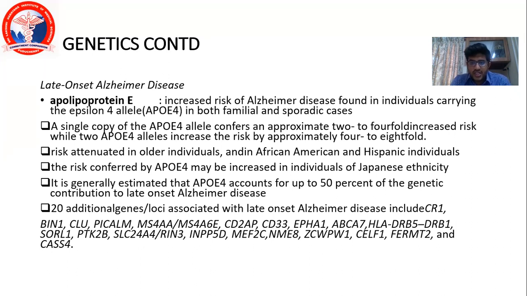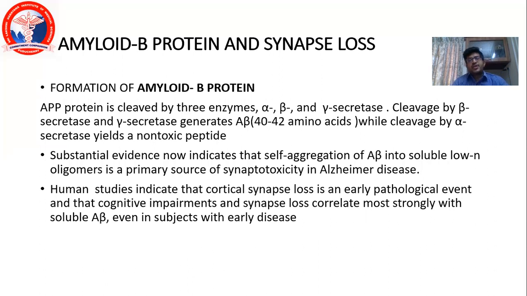But I would just like to read out the other genes that are listed here: CR1, BIN1, CLU, PICALM, BICAM, MS4A6, CD2AP, CD33, EPHA1, ABCA7, HLA-DRB5 or DRB1, SORL1, PTK2B, SLC24A4, or RIN3, INPP5D, MEF2C, NME8, ZCWPW1, and so on. Okay. So about the amyloid beta protein and synapse loss.